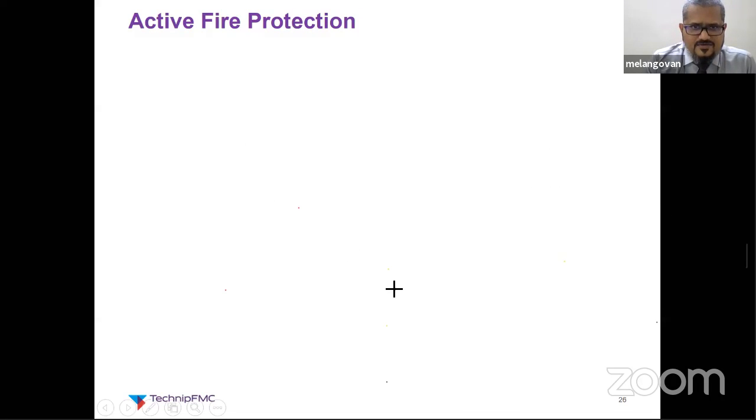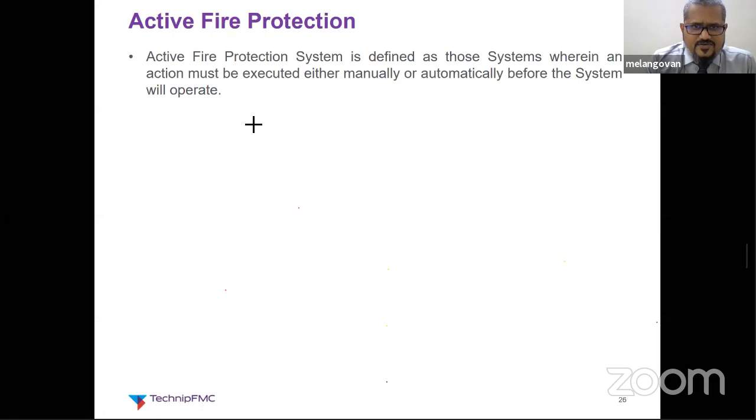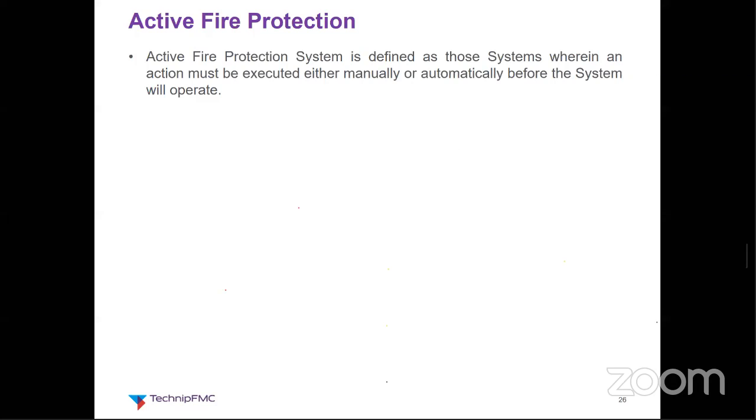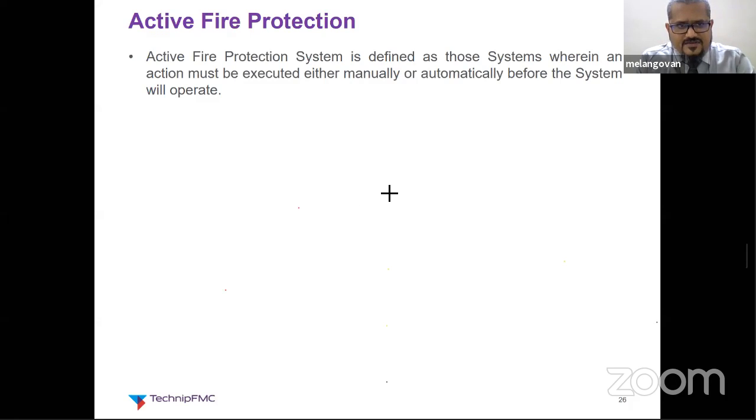What next do we have? Active fire protection. Yes, what is active fire protection? An active fire protection system is defined as those systems wherein an action must be executed, either manually or automatically, before the system will operate. So we have the next protection layer, that is the fire water protection system. If, above all, a fire happens, how can I minimize the damage due to the fire? This is where the active fire protection system comes into the picture.